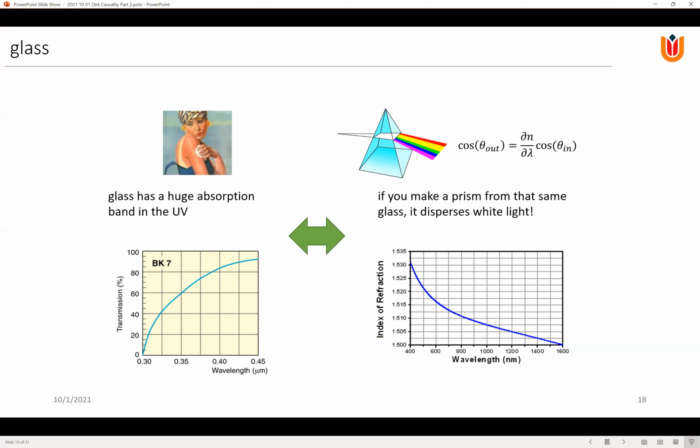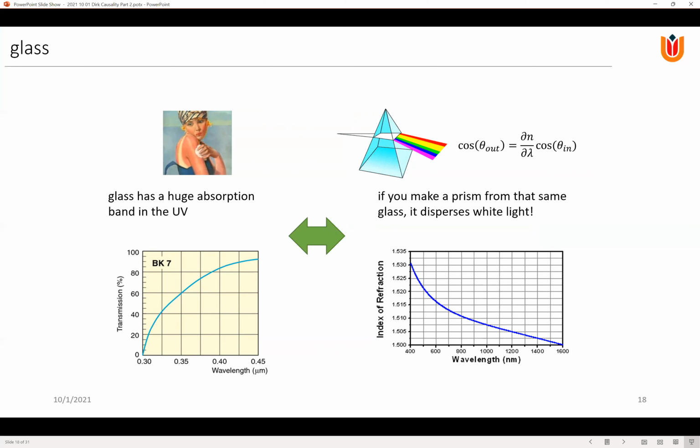This phenomenon does explain a few physical observables in real life. So glass, for example, has a pretty high absorption band in the UV wavelengths. You don't get a tan if you're sitting down in glass. So much of the UV light is being absorbed.